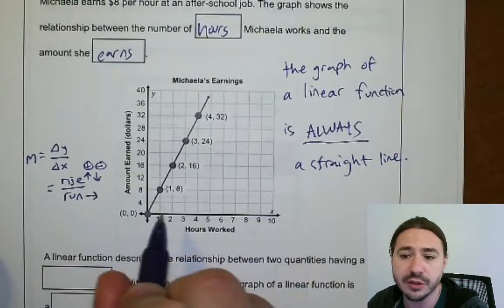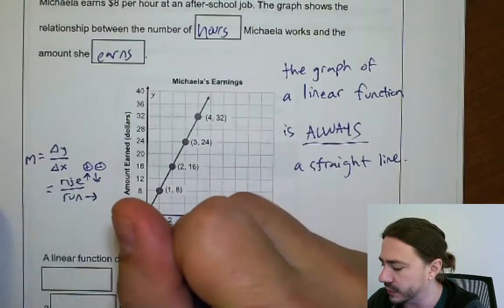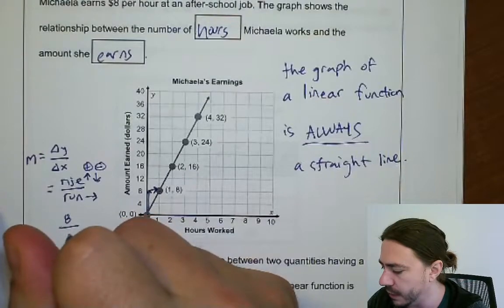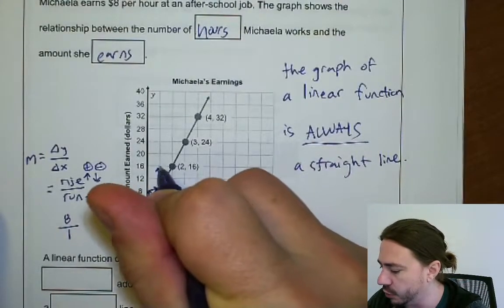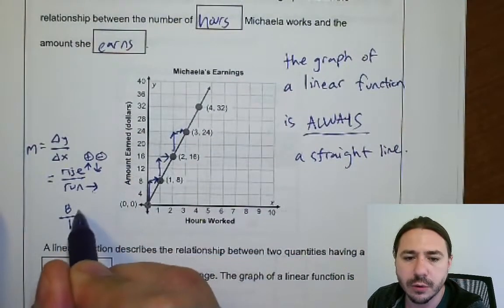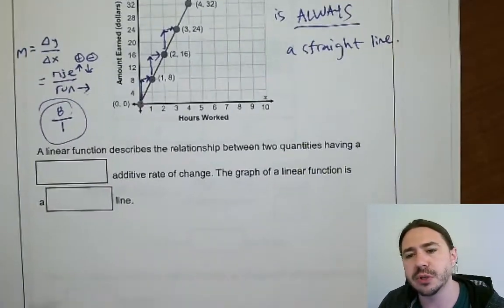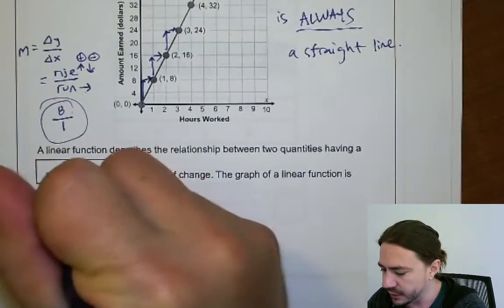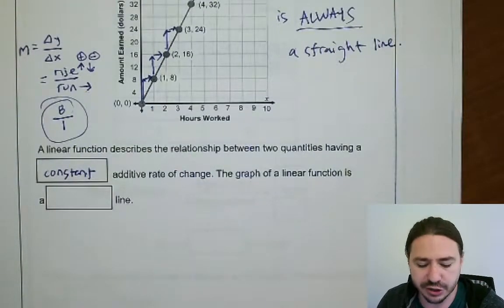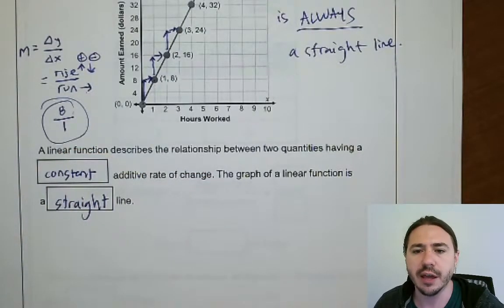So you're going to read this graph like you would read a book, right? A sentence goes from left to right. So from left to right, we can see that to go from here to here, go up 8 over 1. So my rise is 8, and my run is 1. Up 8 over 1, up 8 over 1, and so on. So we can verify that slope, or that rate of change. A linear function describes the relationship between two quantities having a constant additive rate of change. The graph of a linear function is a straight line. Okay, so that's basically what I was saying earlier.